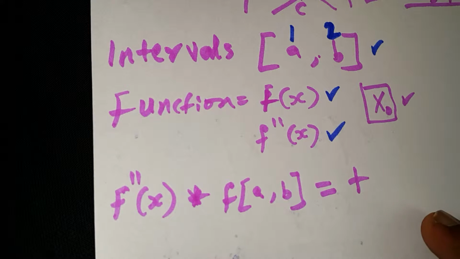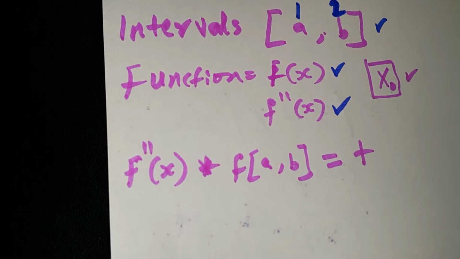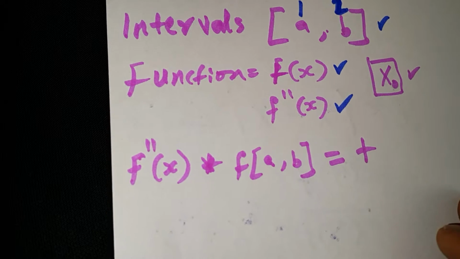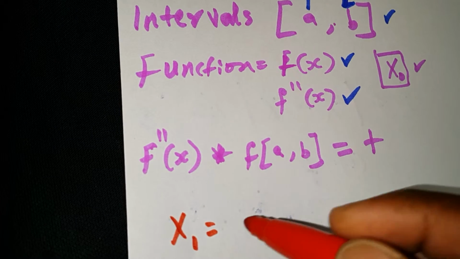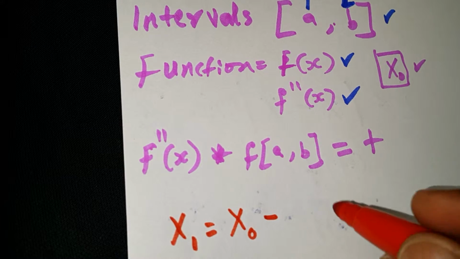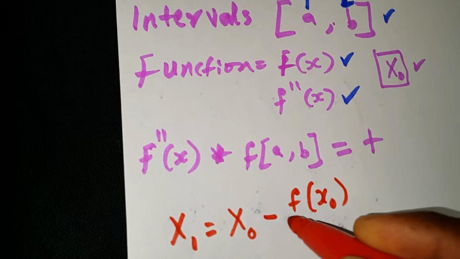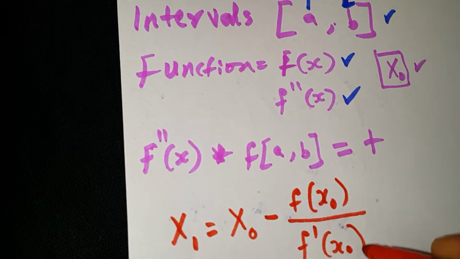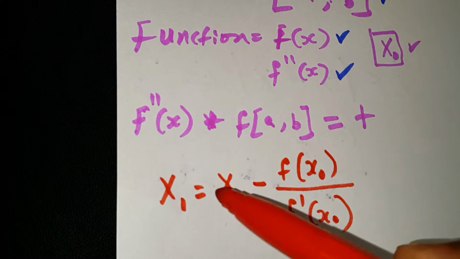One more thing you need to know: when you find x naught from here, we will have to find x1, x2, x3, x4. So our formula for that is x1 is equal to the x naught that you found, minus f of x naught, putting that x naught in the function, divided by the first derivative of the function. This is our formula for finding x1.